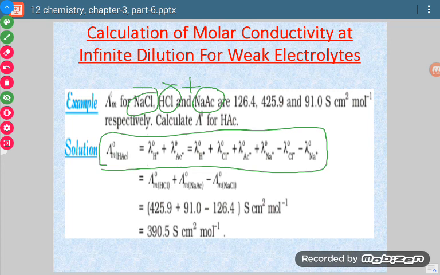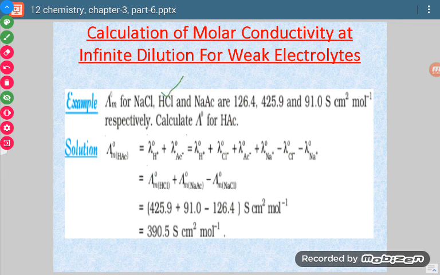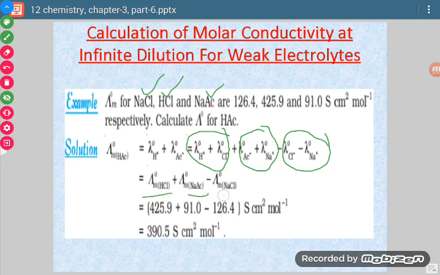Now see what we will say. Lambda m naught for HAc is equal to lambda m naught for HCl plus lambda m naught for NaAc minus lambda m naught for NaCl. This gives lambda m naught for HCl, this gives lambda m naught for NaAc, and this gives lambda m naught for NaCl. When we write like this, we have taken these ions, and then we will put in the values and we will get the result.